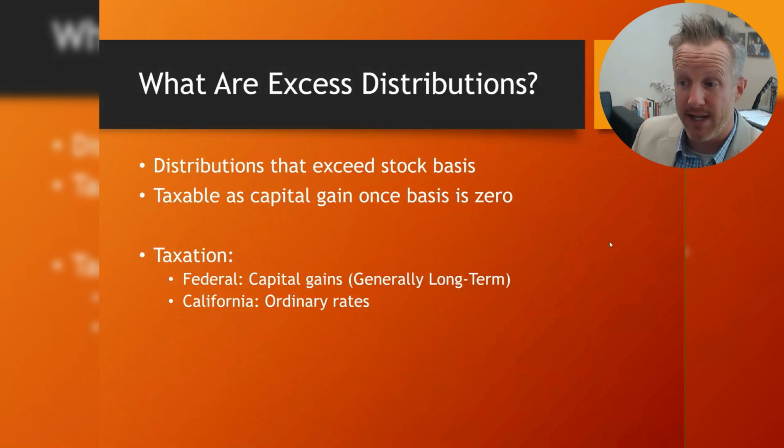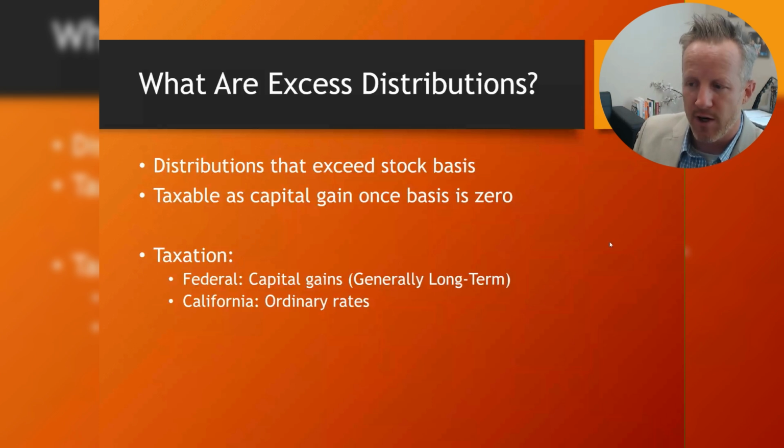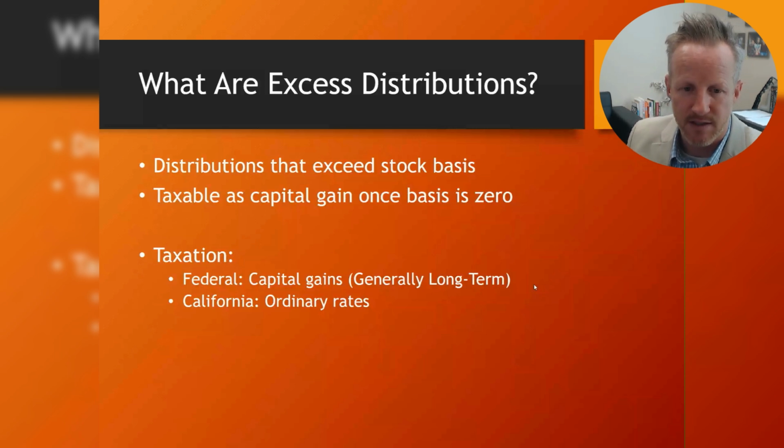And those do get higher, because the top five buckets, 22, 24, 32, 35, and 37, are higher than the long-term capital gain rates. And so if you are taxed, you would prefer at least to be at the long-term capital gain rates. But keep in mind that these excess distributions are on top of your income taxes. So this is not a good thing. This is truly a penalty tax.